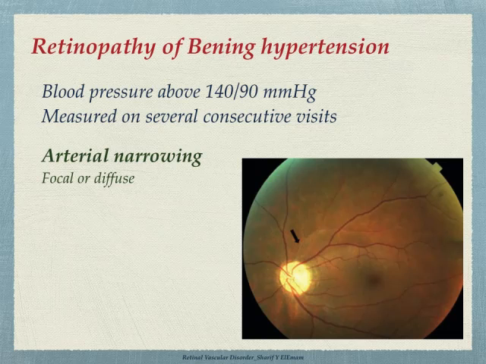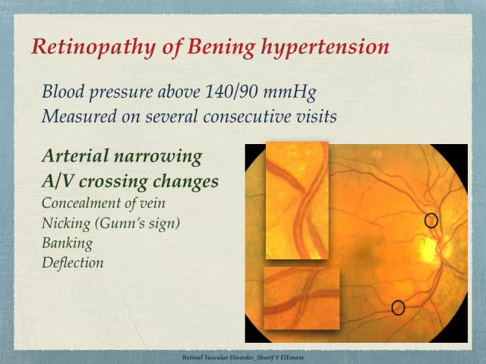Some of the findings that we see in retinopathy of benign hypertension include arterial narrowing, whether it's focal or diffuse. AV crossing changes can also be seen, in different forms. As we know, usually the artery crosses above the vein in the same adventitial sheath. So sometimes if the artery is thickened due to benign hypertension, there can be concealment of the vein, meaning that the artery does not show the vein anymore. Usually the artery is transparent, so you can see the vein although the artery is moving above it. If the artery shadows the vein or does not show the vein, this is called concealment of the vein.